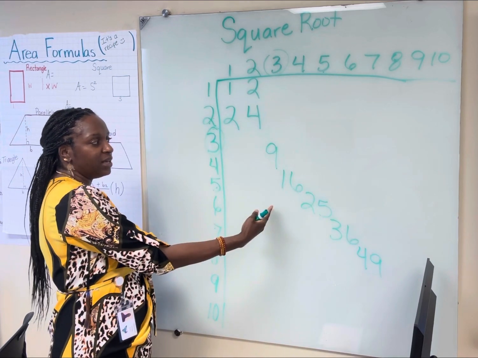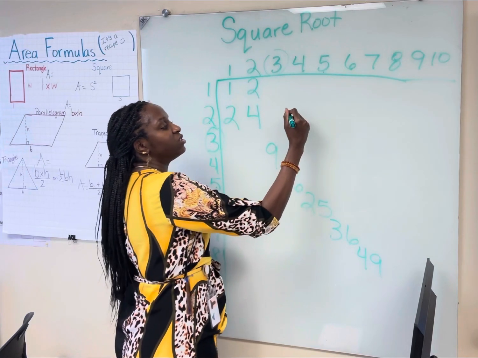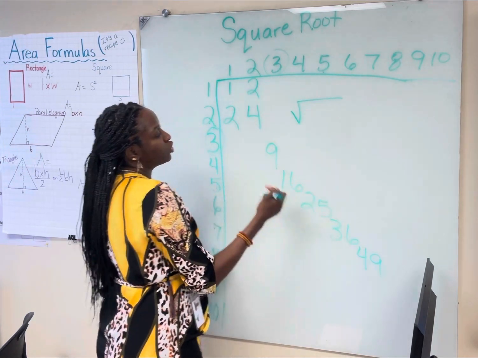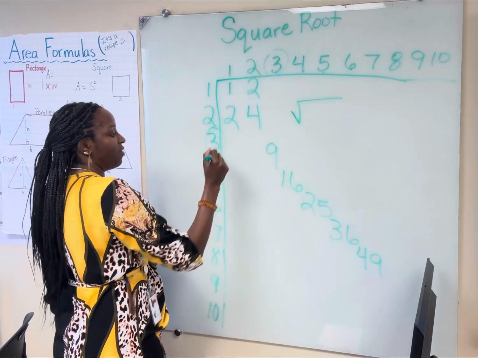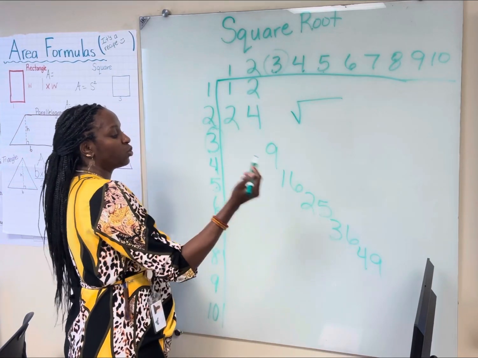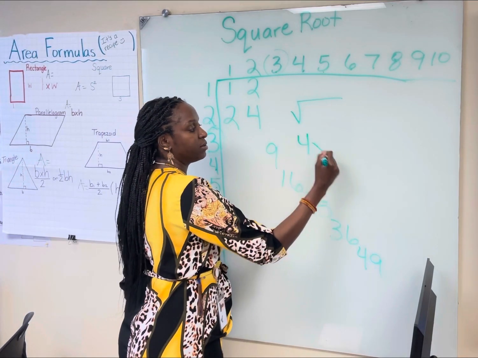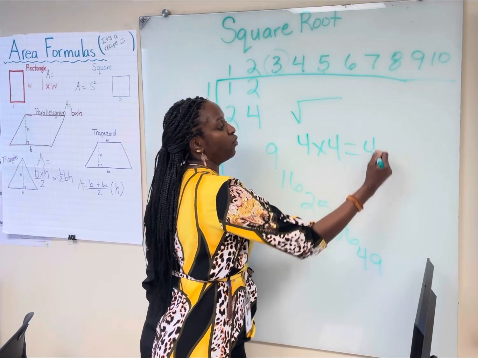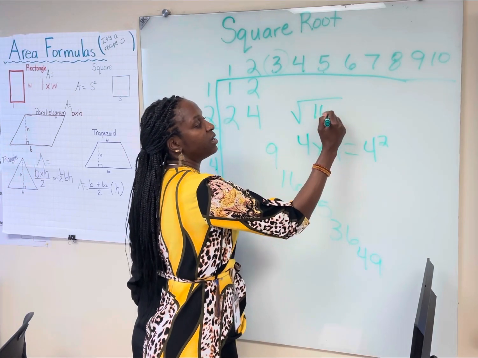So the opposite of multiplying a number times itself would be the square root. So the square root of any of these numbers would be the number that they have in common. The square root of 16 would be 4 because 4 times 4 is the same as 4 squared. So the root of this square is going to be 4.